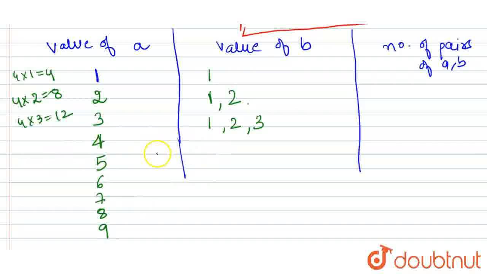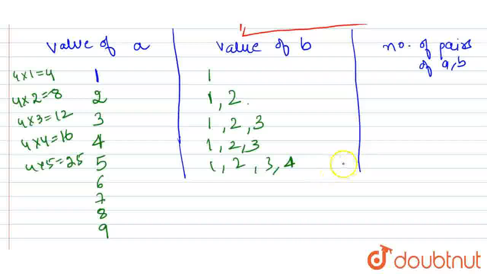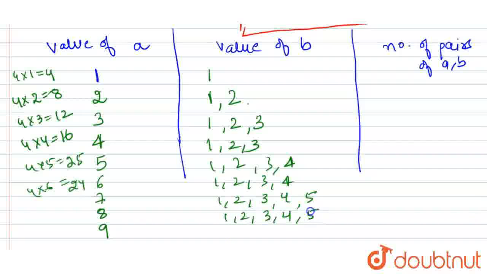For 4, we will have 1, 2, 3, because 4 into 4 is 16, so the only values whose squares are less than 16 are 1, 2 and 3. And for 5, it will be 25, so we will have the possibilities of 1, 2, 3 and 4, because 4^2 is 16, and 16 is less than 25. Similarly, for 6, we will have 1, 2, 3, 4, because 6 times 4 is 24, so we will have till 4 only, right? Then for 7, we will have 1, 2, 3, 4 and 5. And for 8, we will have 1, 2, 3, 4 and 5. And for 9, we will have 1, 2, 3, 4 and 5.